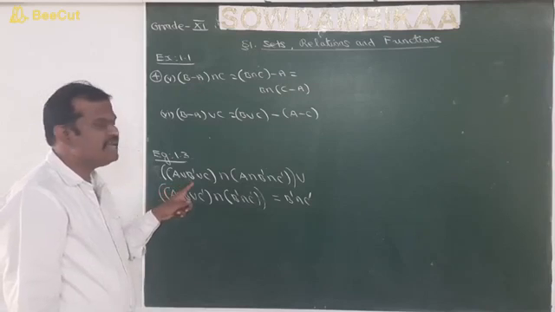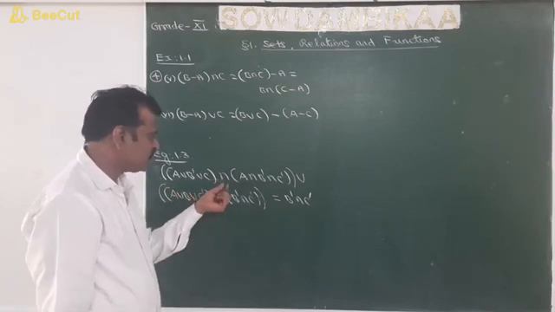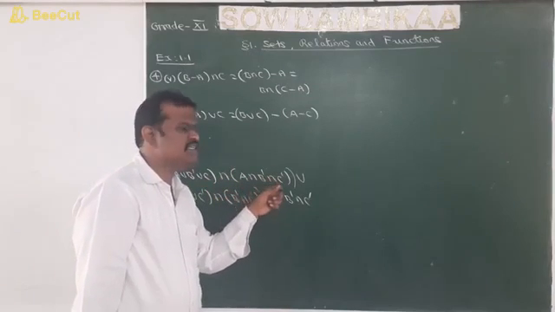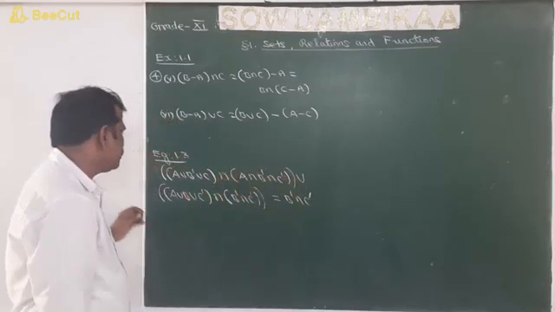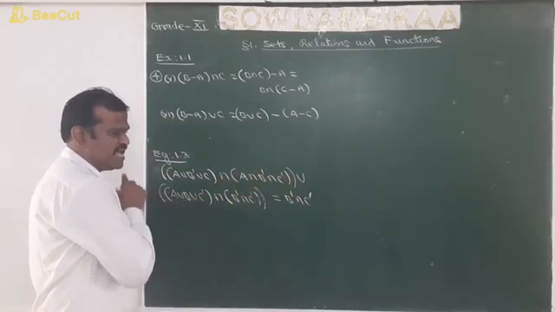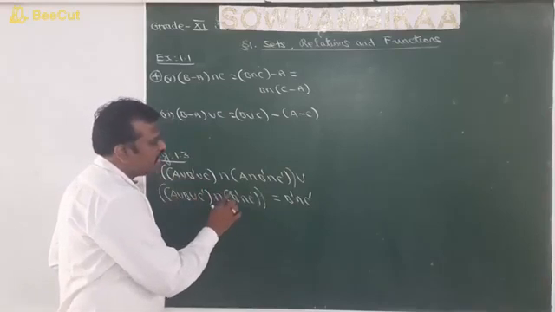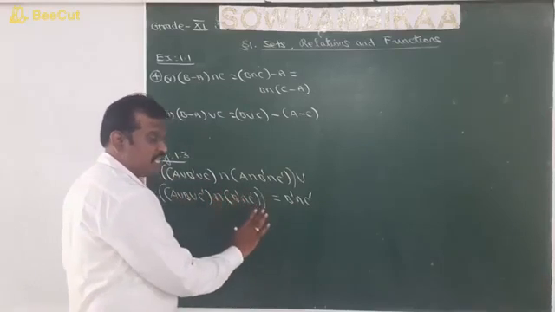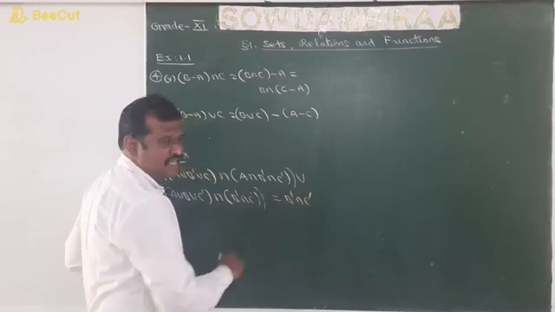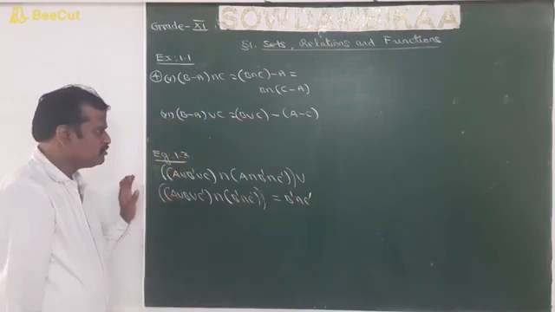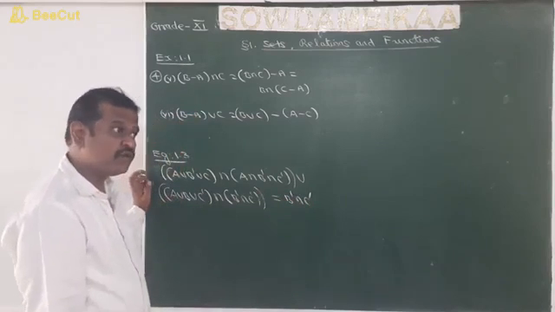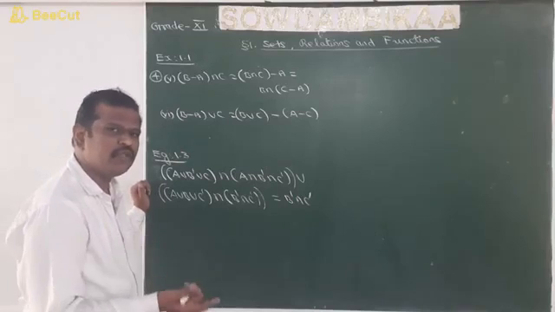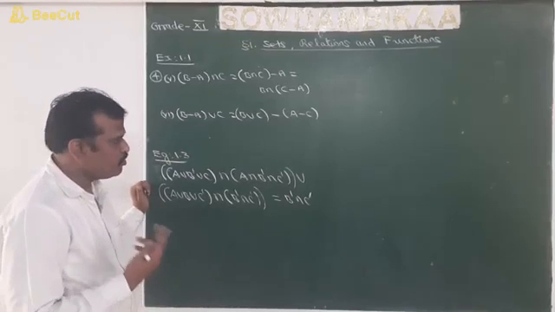A union B dash union C intersection A intersection B dash intersection C dash union A union B union C dash intersection B dash intersection C dash, which is equal to B dash intersection C dash. This is what we have to prove. So without taking sets we have to prove this. So by argument you have to prove. So how do we do it by argument?